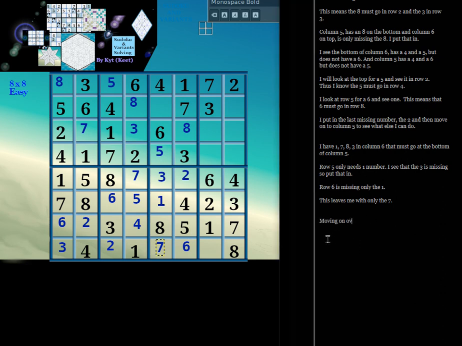Moving on over to column 7 bottom and row 8, I only need to put in the 5. That is the only number missing.